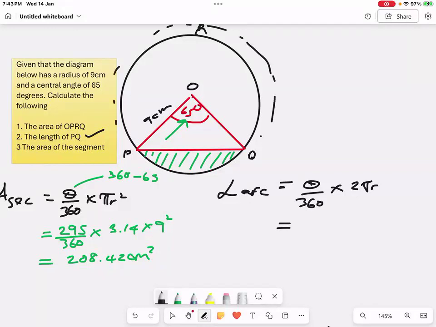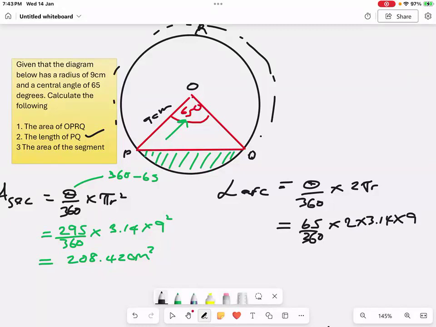So now we're going to use 65 divided by 360. And this time we're going to multiply it by pi r squared. Sorry, by 2 pi r. My apologies, guys. So 2 pi r is going to be 2 times pi, which is 3.14, and the radius is going to be 9. So you guys can go ahead and process that for me.